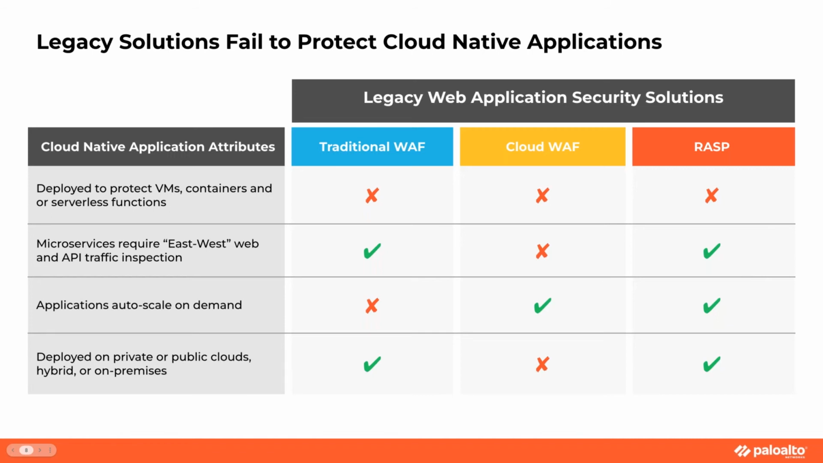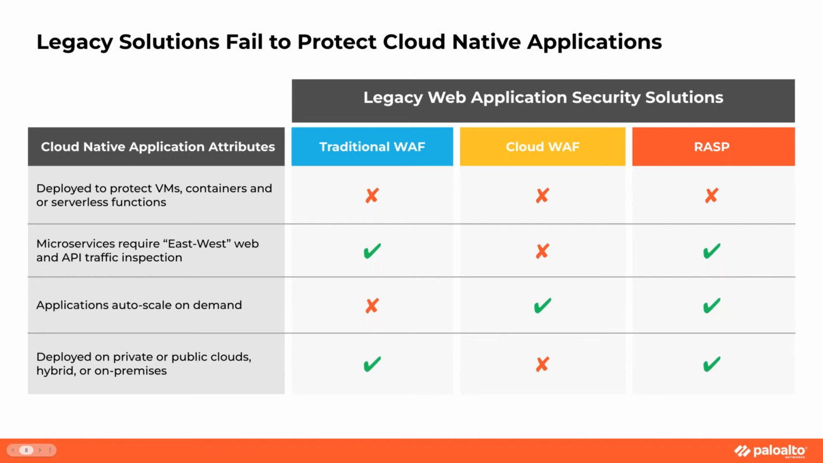And so that's mostly what I can say right now about traditional web app firewalls. I think if we look at cloud web app firewalls, we see different types of drawbacks. For example, protecting VMs and containers or serverless functions, that's slightly different. What happens if you need to inspect traffic running east-west between your microservices? How do you do that?